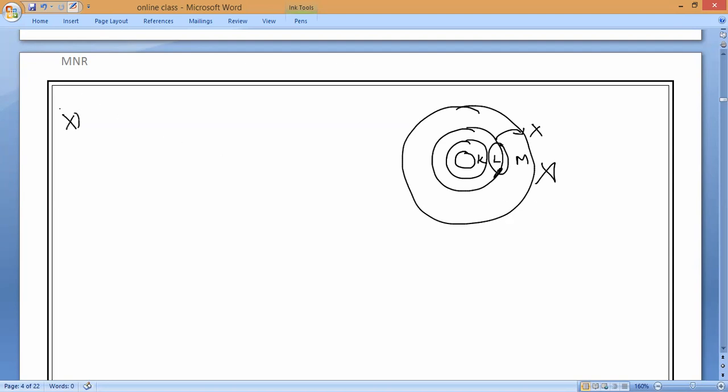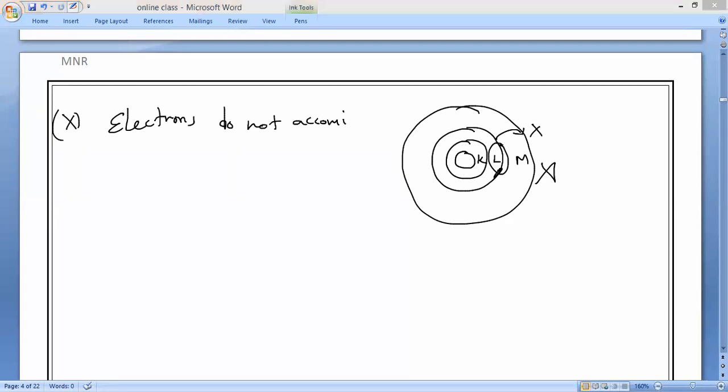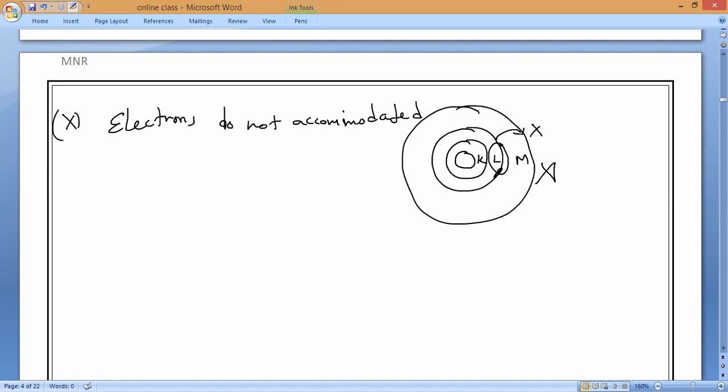So the 10th point, write it, everyone: electrons do not accommodate in a given cell unless the inner cells are filled. Unless the inner cells are filled.